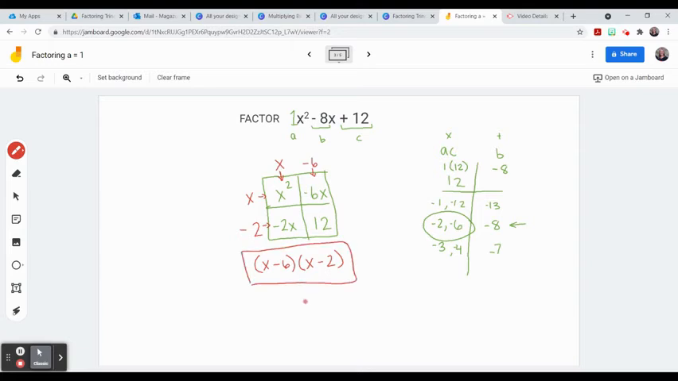Boom! If it says to solve, you're saying it would equal 0. So I would put them both equal to 0. And solve. And I would have x equals 6. And x equals 2.